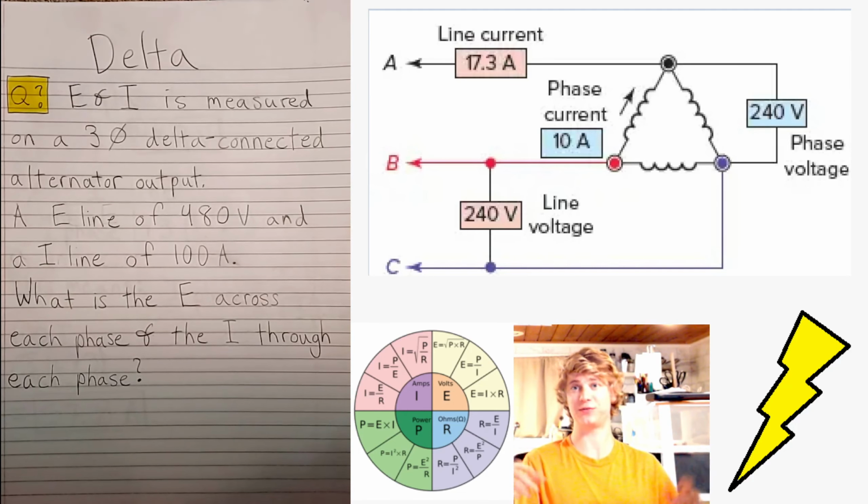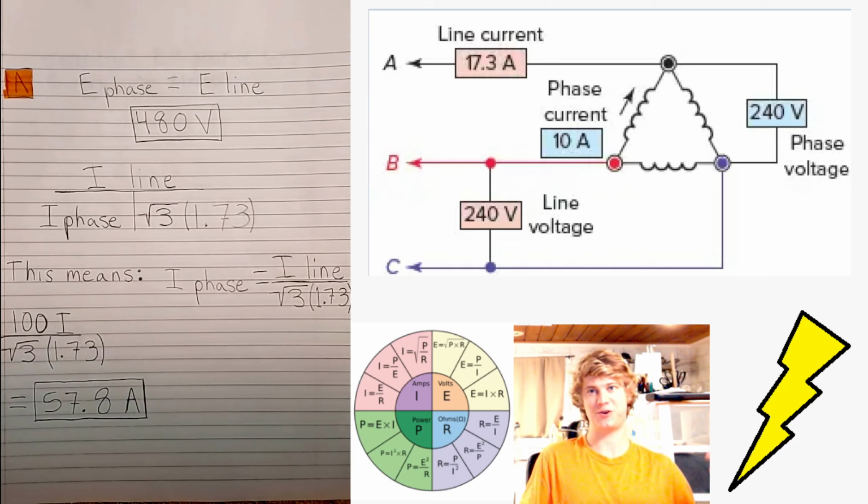Okay, so now a question for delta configurations. If the voltage and current is measured on a three-phase delta connected alternator output, the line voltage is a measurement of 480 volts and the line current is a measurement of 100 amps. What is the voltage across each of the phases, and what is the current through each of the phases? Okay, so this time we just got line for both, maybe getting us to think a little more about this.